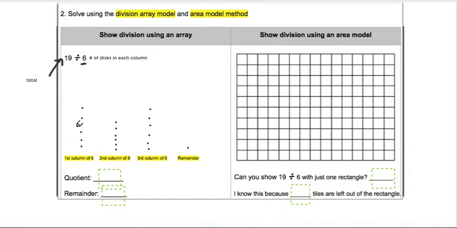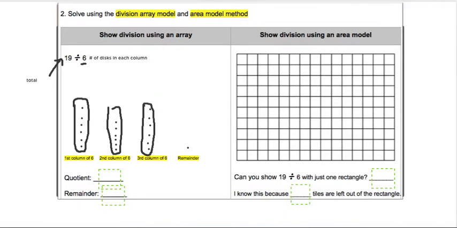Now let's find our quotient. Remember, the quotient tells me how many groups I have. There's one group. There's 2 groups. There's 3 groups. So my quotient is 3. And what's my remainder? What did I have left over? Good, 1. Now let's go ahead and do our area model.